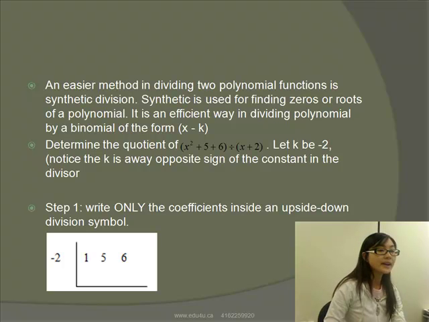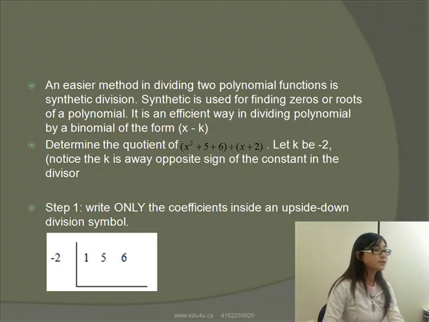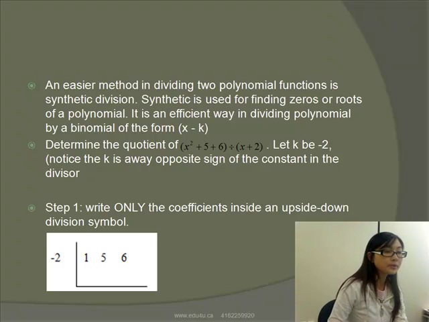An easier method of dividing two polynomial functions is synthetic division. Synthetic division is used for finding zeros or roots of a polynomial. It is an efficient way of dividing a polynomial by a binomial of the form x minus k. So for example, let's determine the quotient of x squared plus 5x plus 6 divided by x plus 2.